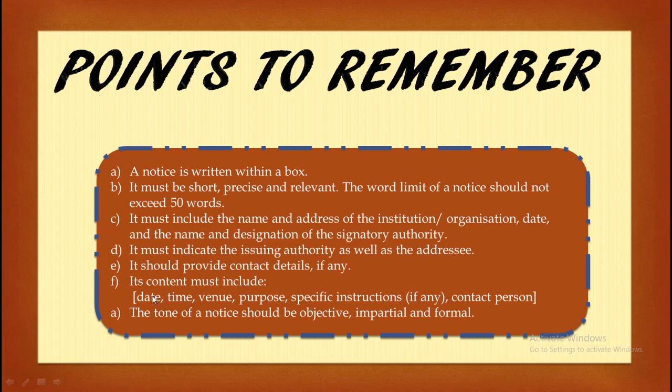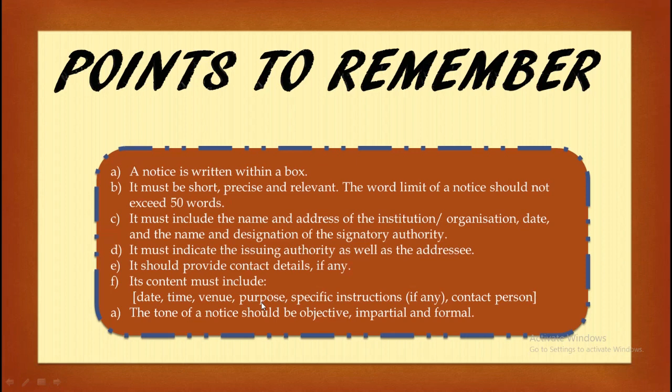Now the content, as we have already discussed, should include the following points: date, time, venue, purpose, specific instructions if any, and contact person. So date and time should be there. Date means if you are writing about any event, on which date is this event happening, what's the time of that event, where will this event be held, what will be the venue. Purpose means why is this event going to happen.